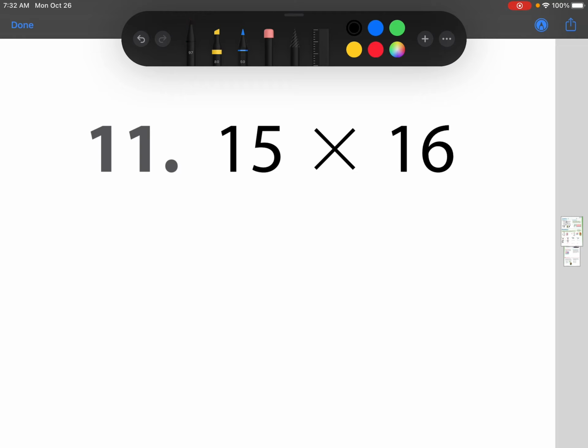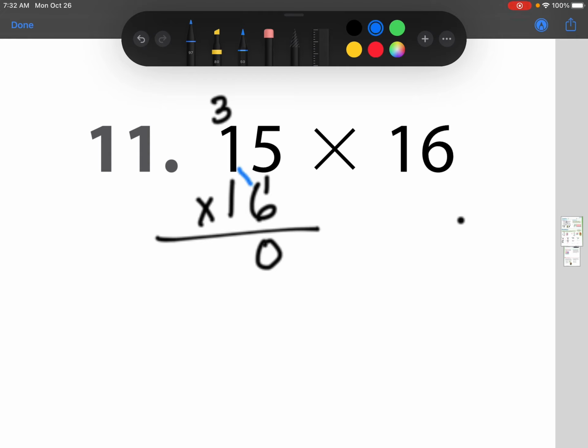Now let's head off to number 11. So we have those two ways. I'm going to go back to our standard algorithm way. So let's do 15 times 16. 6 times 5 is 30. Put the 0 down, regroup the 3. 6 times 1 is 6, plus 3 is 9.